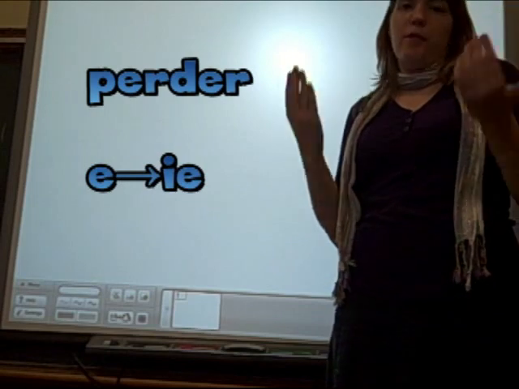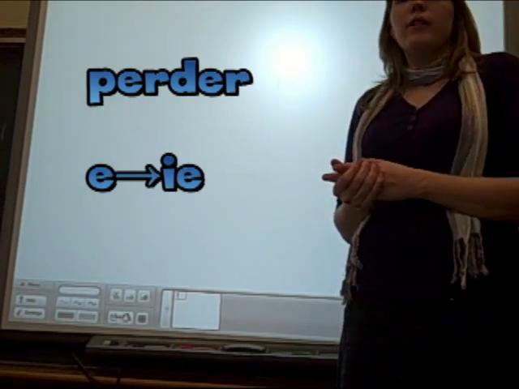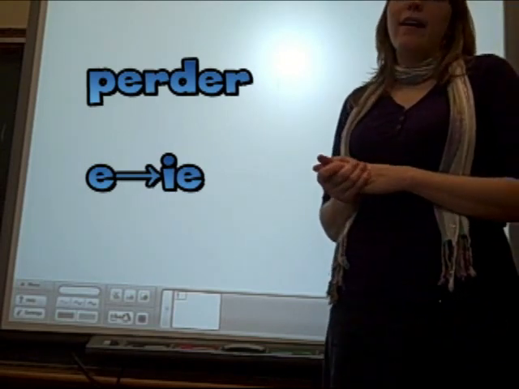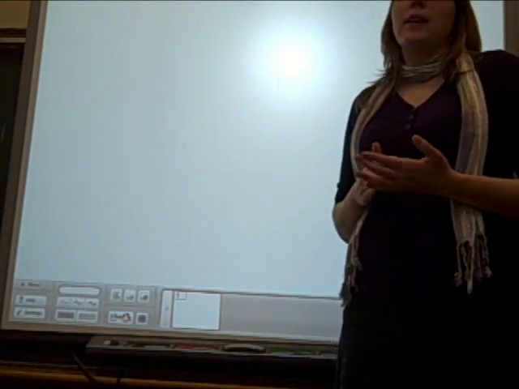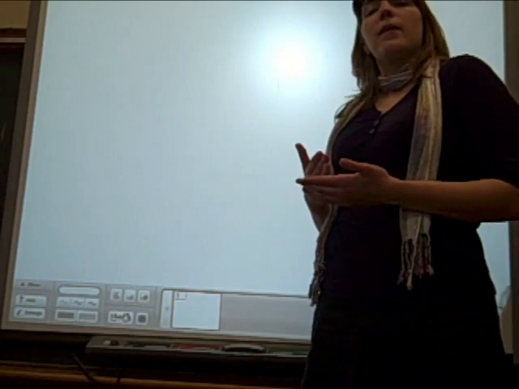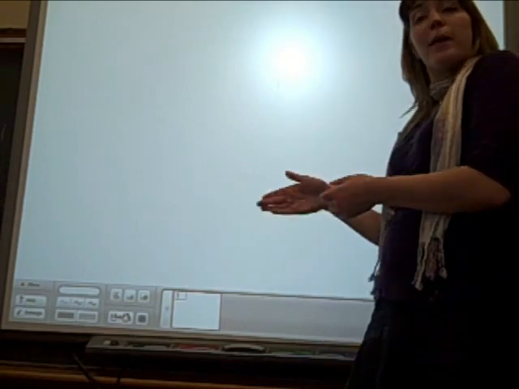This comes just from practice. There are quite a few verbs in Spanish that will follow the same pattern. Now, these stem-changing verbs are a bit easier to remember if you think about them as boot verbs. So here is my boot.